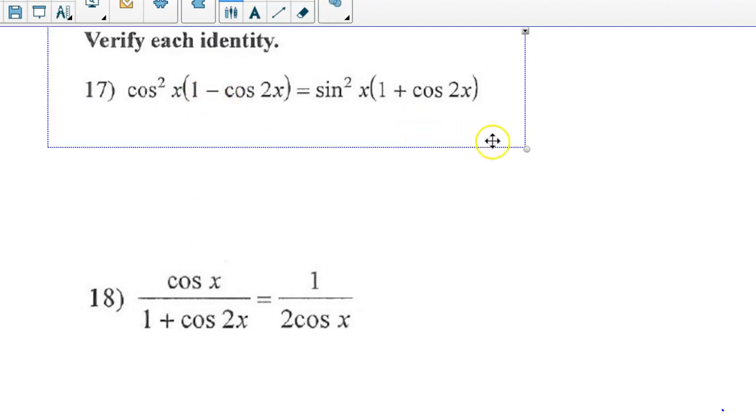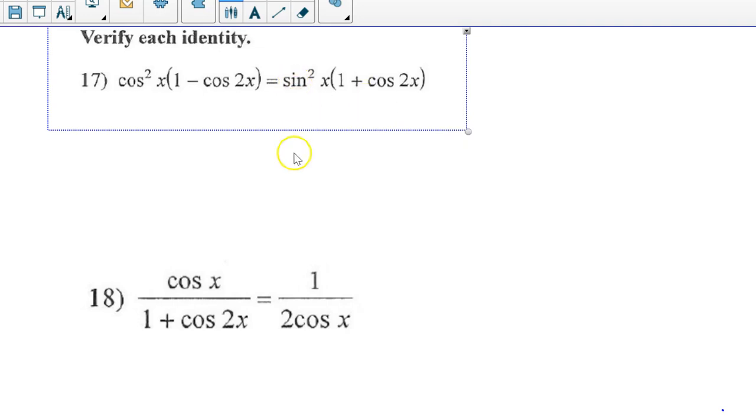Verify each identity. Okay, so here the first one, you have cosine square x times 1 minus cosine 2x is equal to sine square x times 1 plus cosine 2x. Sometimes for these identities you'll have multiple methods. Either you can start from the left hand side, simplify it, and then prove that it is equal to the right hand side, or if the right hand side is bigger, you can simplify the right hand side and show it as equal to the left hand side.